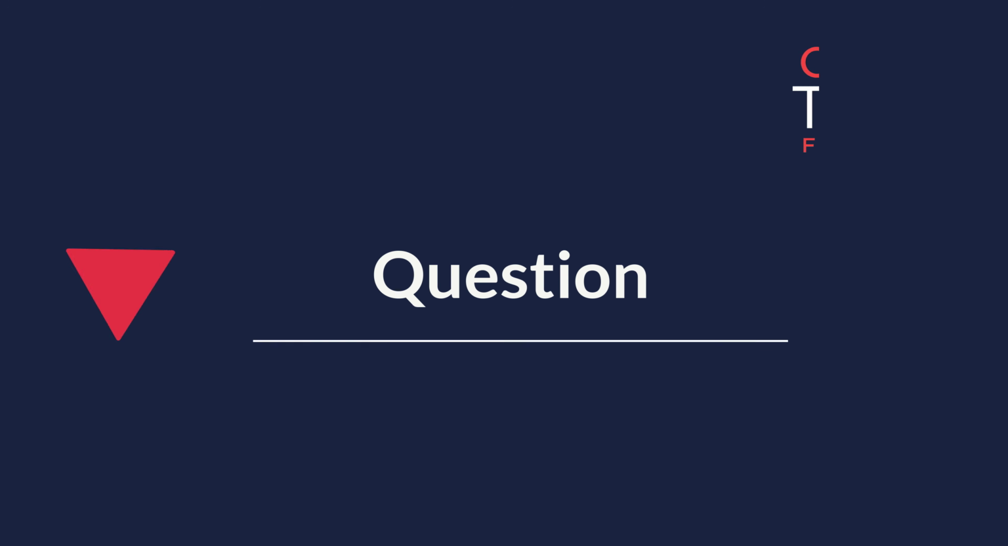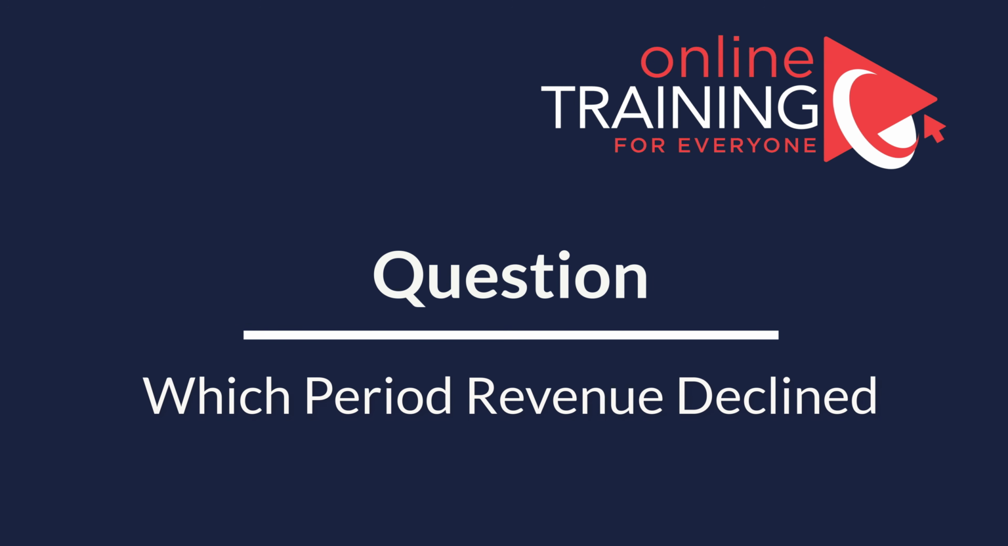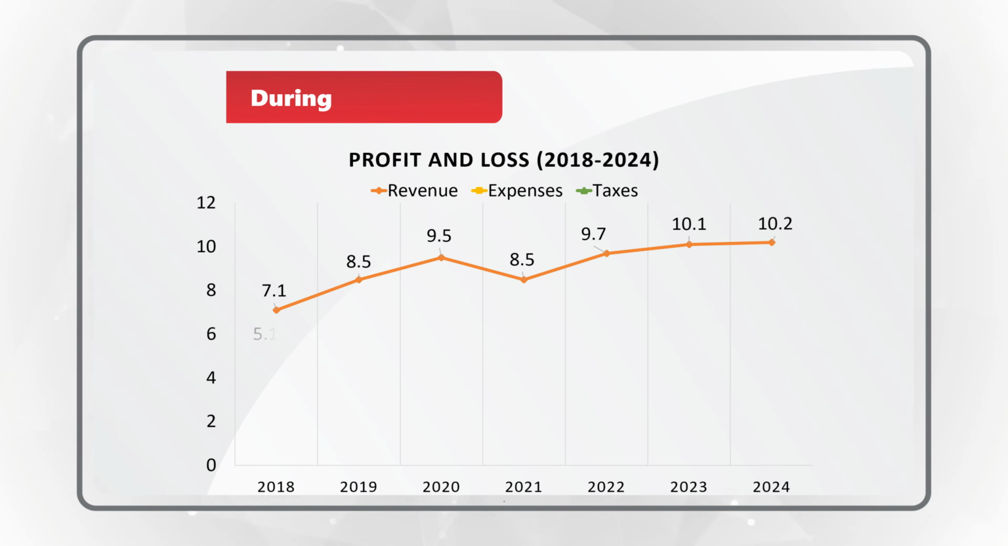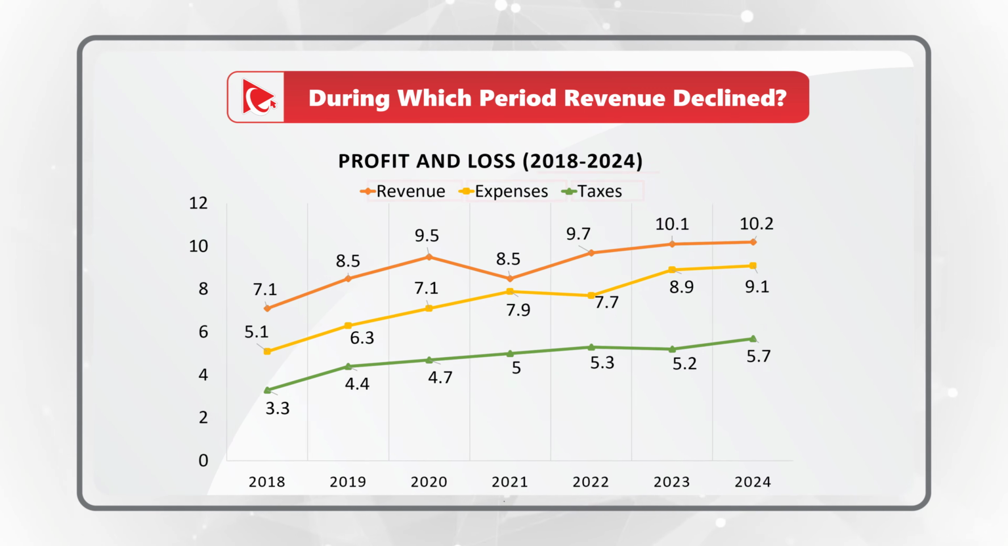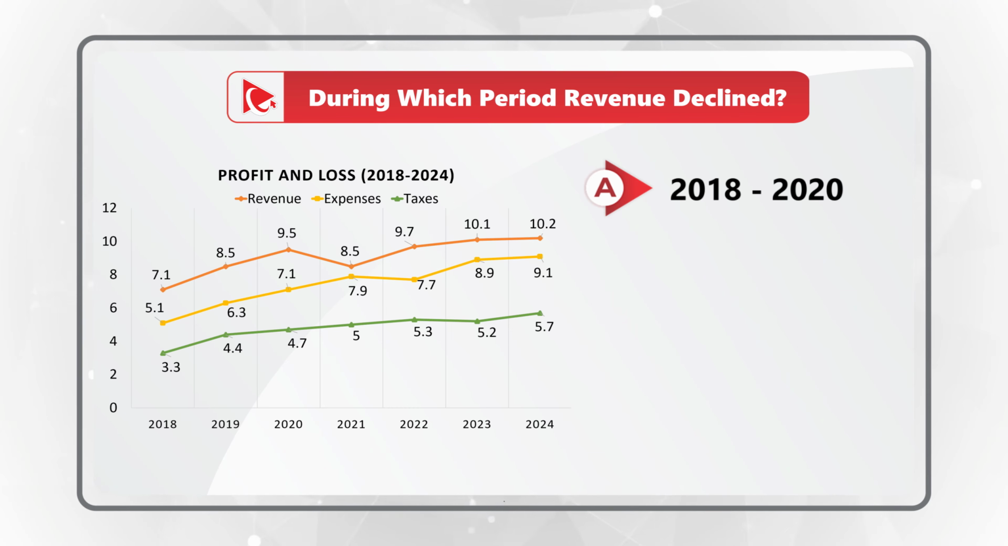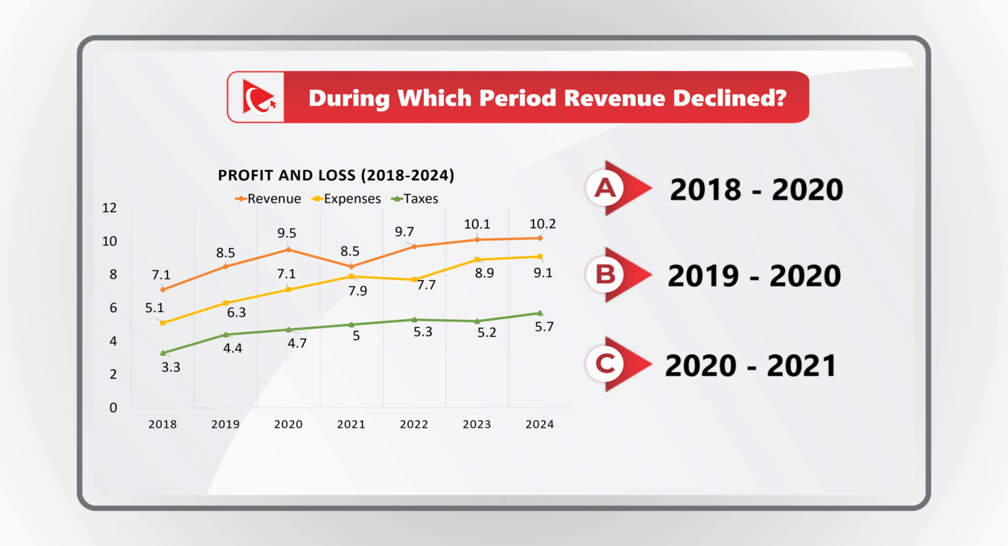And now it's time for you to practice your skills to see if you can come up with the answer. You're presented with a chart of profit and loss between the period of 2018 and 2024. The chart shows revenue, expenses, and taxes, and you need to determine during which period revenue declined. You have 4 different choices to choose from: choice A, 2018 to 2020, choice B, 2019 to 2020, choice C, 2020 to 2021, and then choice D, 2023 to 2024. Do you see the answer?